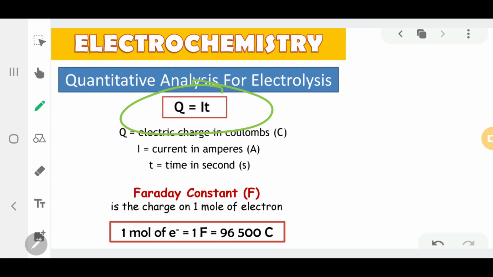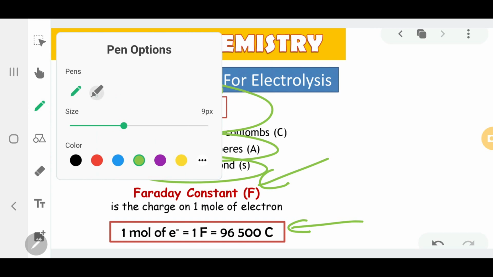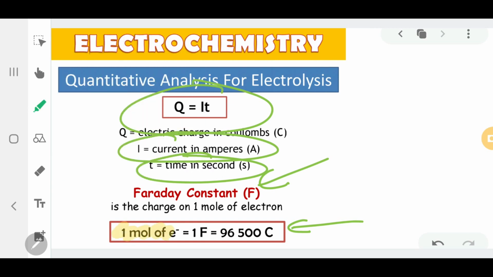Q equals IT, in which T is the time in seconds and I is the current in ampere. And also we need to know what is meant by Faraday's constant F. Over here we can see the relationship: 1 mole of electrons equals 1 Faraday, and 1 Faraday equals 96500 Coulomb. This is a very important relationship that you need to know in order to be able to solve problems in Faraday's law.